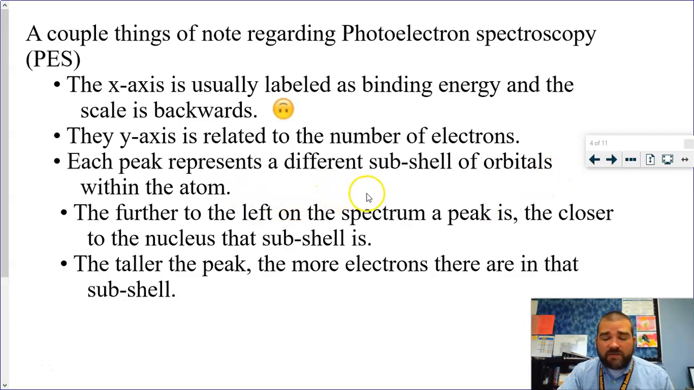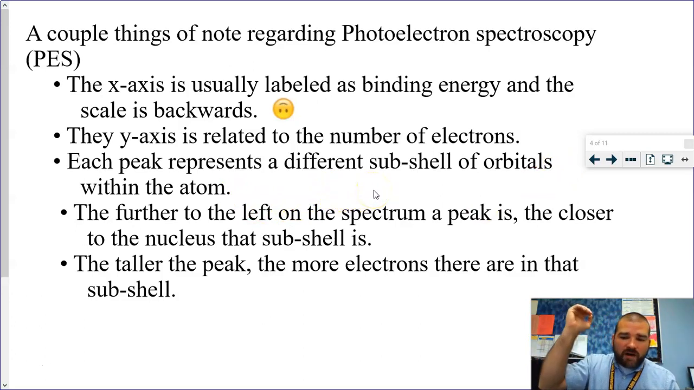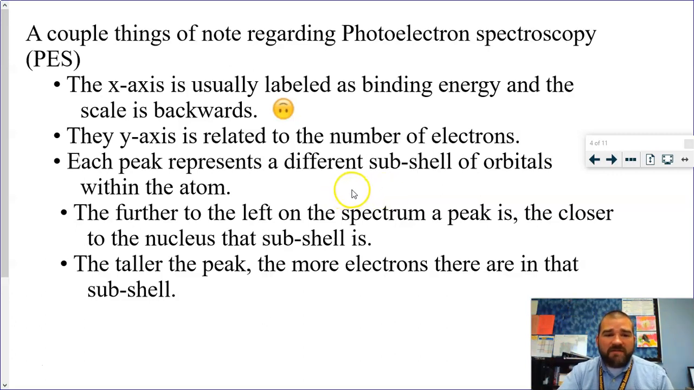The y-axis is related to the number of electrons. So the further up a peak, or a bar, if it's a bar graph, means more electrons. So the height of those peaks is related to the total number of electrons in that area. Each peak on a PES spectrum is a different subshell of orbitals. So the readout from this instrument is going to give us the orbitals. It's going to show all of these electrons existing in all of their individual orbitals.